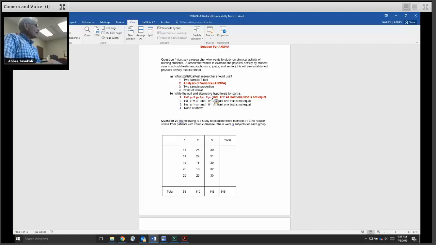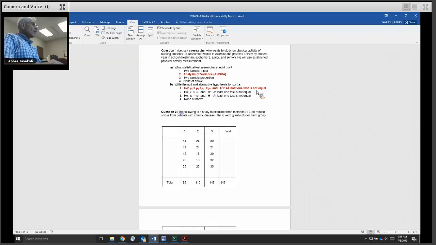Then, writing the hypotheses, you have four levels. So your null is mu1 equals mu2 equals mu3 equals mu4, and the alternative is that at least one mean is different, not equal. Remember, with four levels you can have several pairwise comparisons. What the alternative says is that at least one of those comparisons could be different.